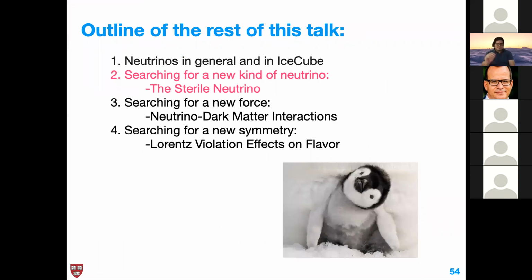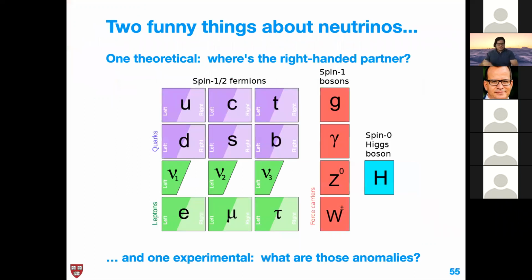So my first example is about sterile neutrinos. Neutrinos have something that's funny, in that they are left-handed. So you could ask yourself, what is the right-handed neutrino? And another one that could be related is some experimental anomalous observations that I will tell you about in a minute.